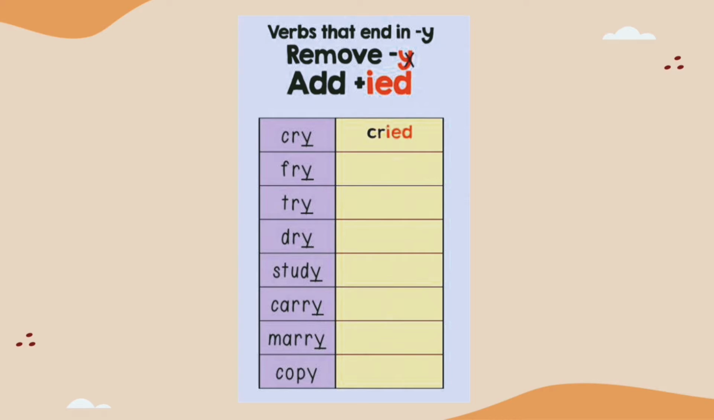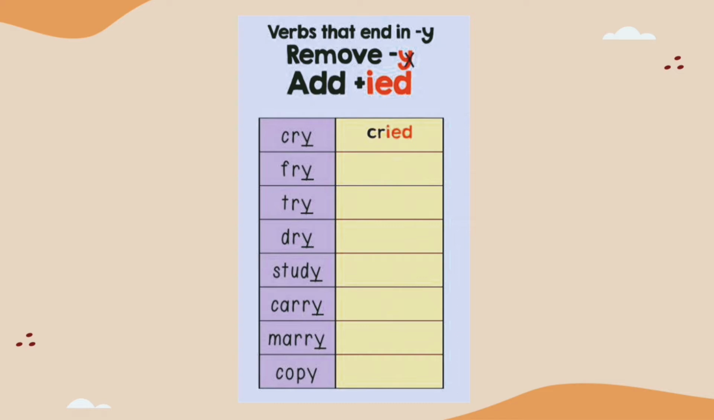Lastly, another way is verbs that end with Y. Remove the Y and add IED. For example, cry. Cry ends with the letter Y. Change the Y into IED becomes cried.